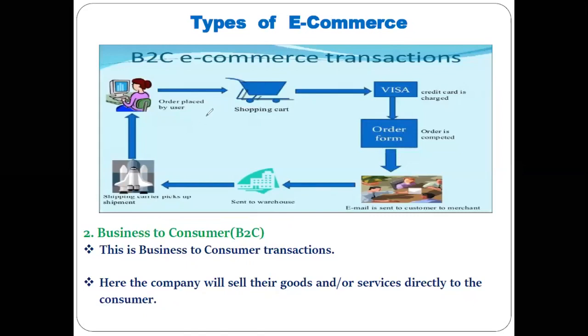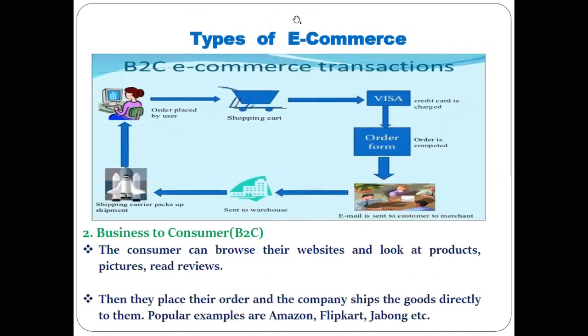The process of e-commerce we just discussed, I have shown it here. You can easily see: order placed by the customer, then it goes to the shopping cart, credit card gets charged, order gets completed, then email is sent to the customer, then the same information is sent to the warehouse of the company where that product is. What do you mean by warehouse? Where the products are stored, correct. Then from that warehouse, that product gets delivered to the customer. So the main characteristic of B2C is that it is only between one business company and the customer. Understood?